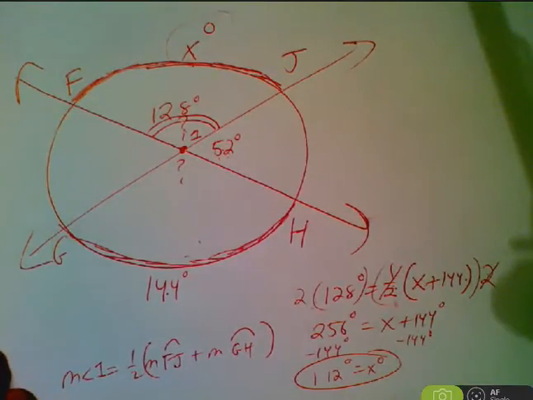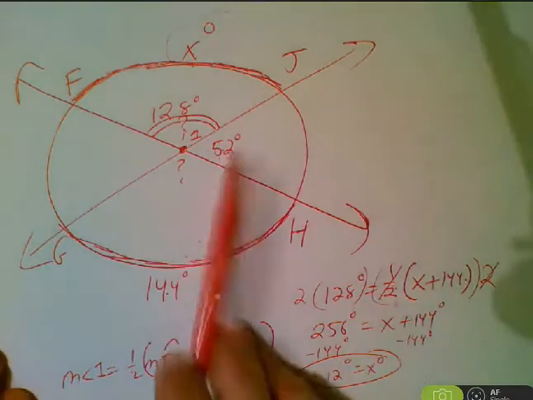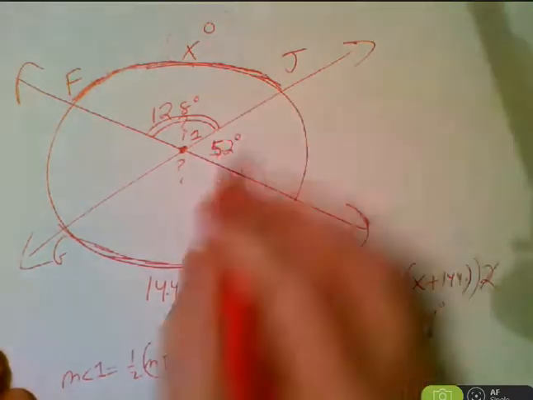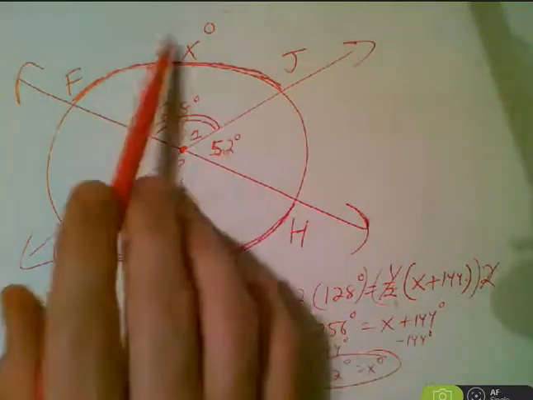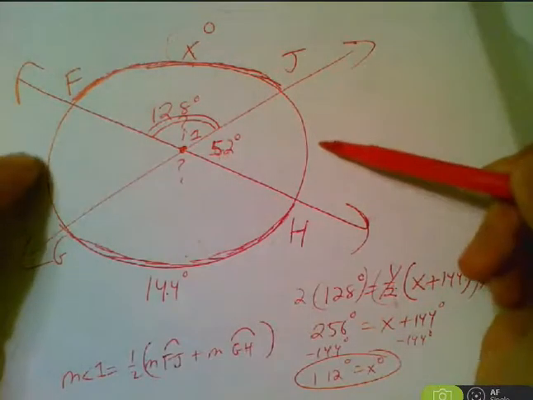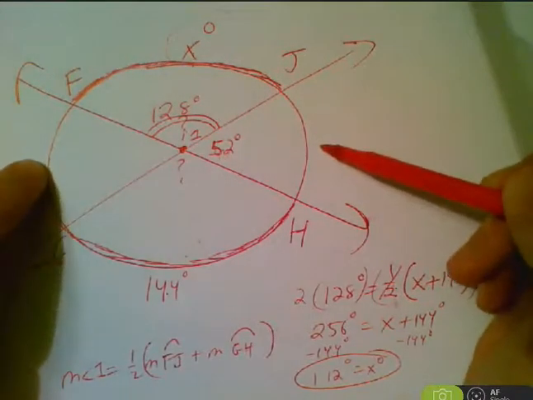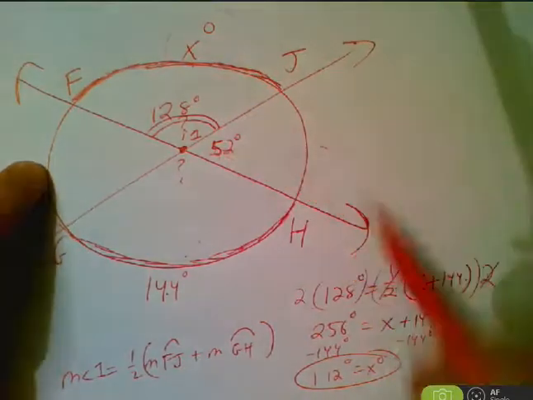So this one had a little bit of a twist to it because you had to go backwards. And also, them giving you the 52 kind of in not the wrong place, but not in a place that's going to directly help us to get this particular arc. If the numbers were over here instead, if this was x and this was 144, then great, we would just use the 52 just like we did here.